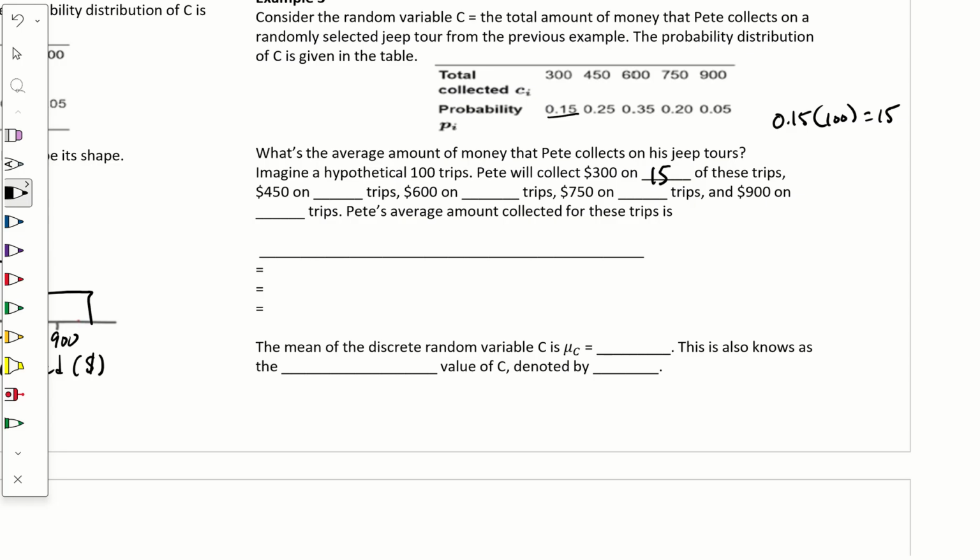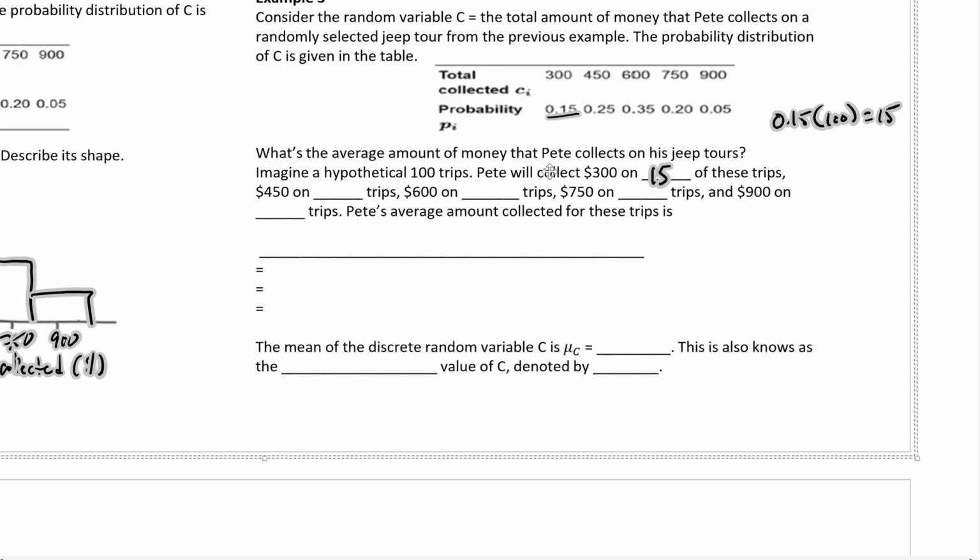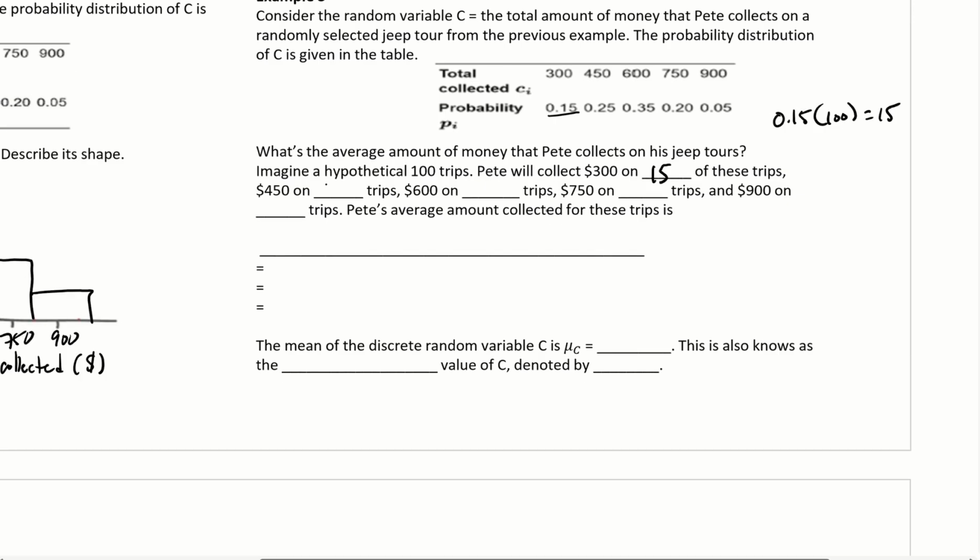For the 450, he's going to collect 450 on 25 of the trips, because 25%, right? So it's going to be 25 trips for 100 trips, and so on and so forth. On 35 trips, he's going to collect 600. On 20 trips, he's going to collect 750, and 900 on 5 trips. And so what we could do is calculate the average amount that he collected for these 100 trips, right?